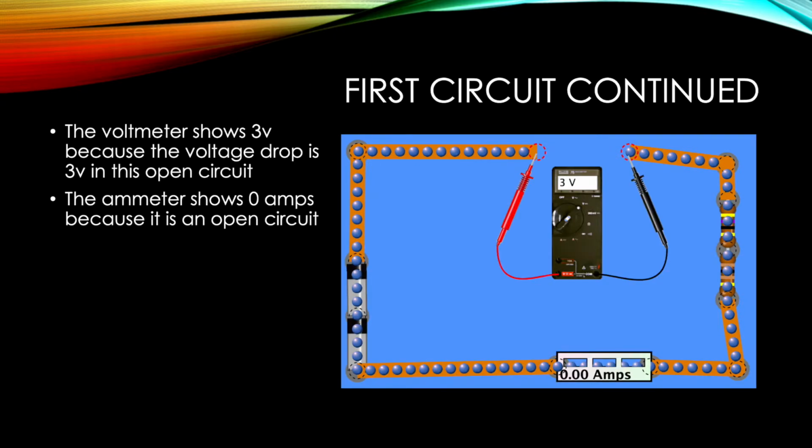In continuing the procedure, we were instructed to replace one of the ammeters with a voltmeter. The voltmeter showed a 3 volt drop from one side to the other, and the ammeter read 0 amps as the circuit is open and there's no current flowing through the voltmeter. This is because there is a theoretical infinite resistance within the voltmeter, which allows for no current to pass through.